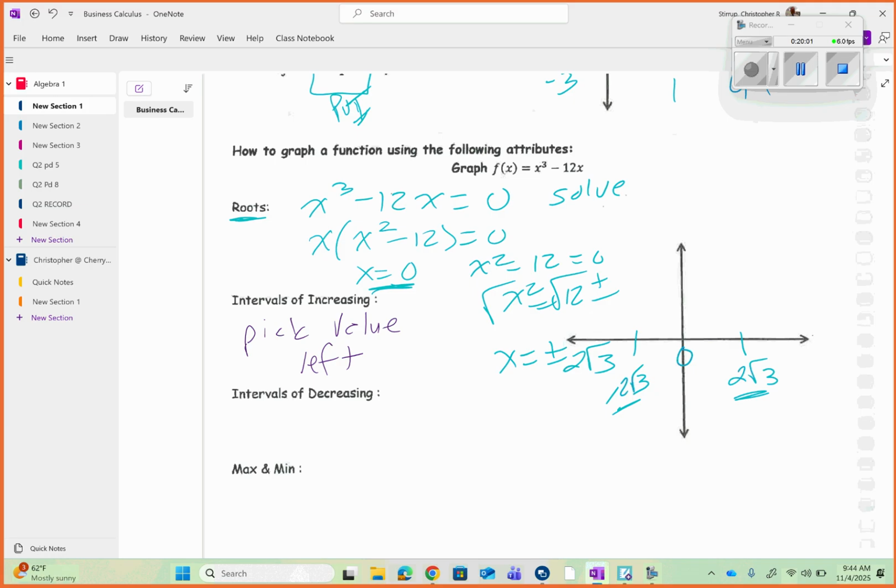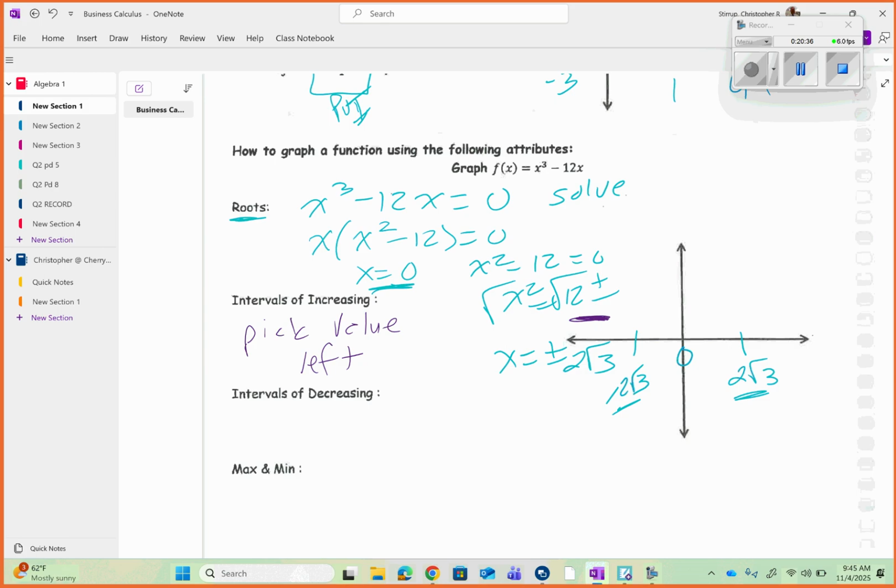I'm going to pick some value out here. So maybe I take negative 10. Negative 10 is way over here. Agree? So if I take negative 10 and plug it in, I basically get negative 1,000 plus 120. Negative 1,000 plus 120 is positive or negative? Anybody? Negative. So over here, we have a value that's decreasing.